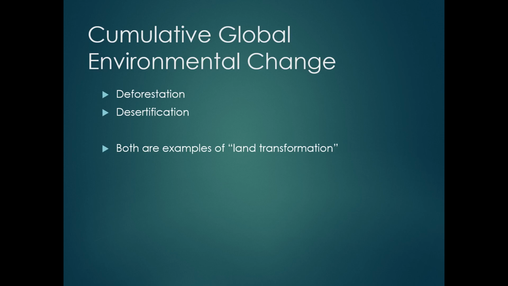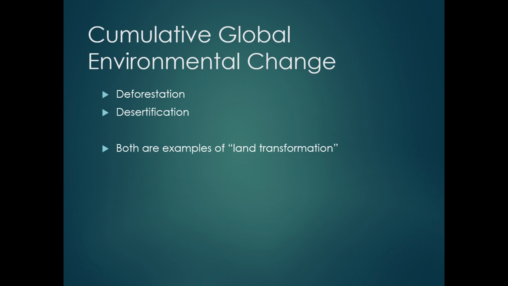Well, now it's time during the semester to start our second kind of global environmental change, and that is cumulative change. And if you remember, that's when an activity is repeated so frequently in such large areas around the world that if we add it all up, it accumulates into a truly global scale problem. And the two problems we're going to talk about include deforestation and desertification.